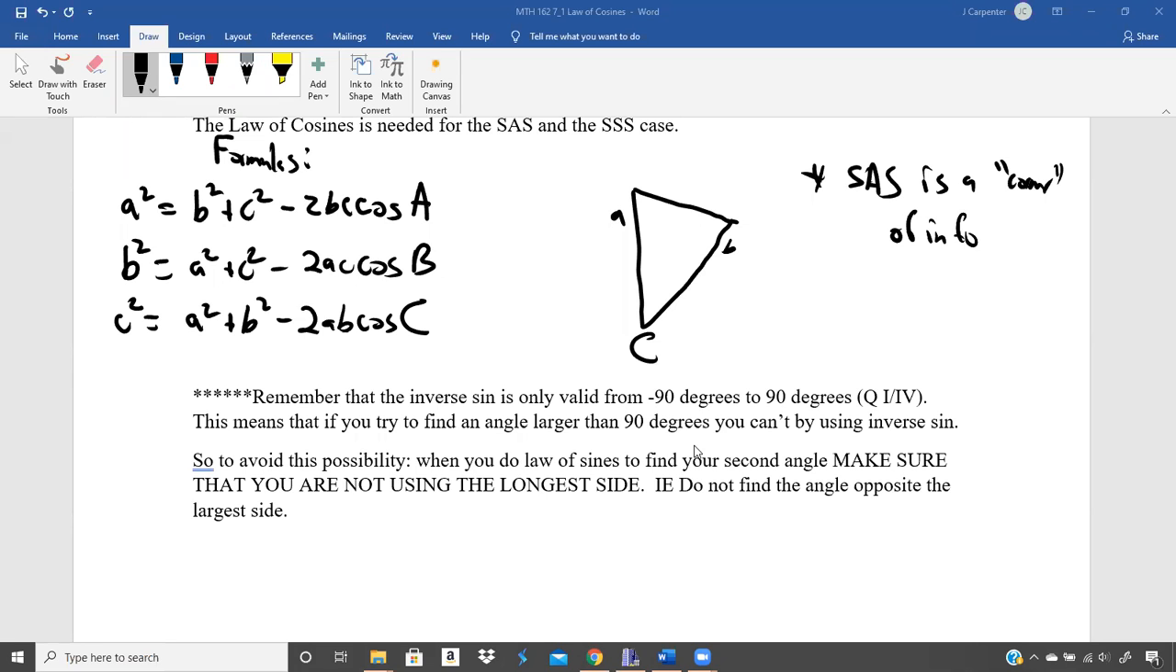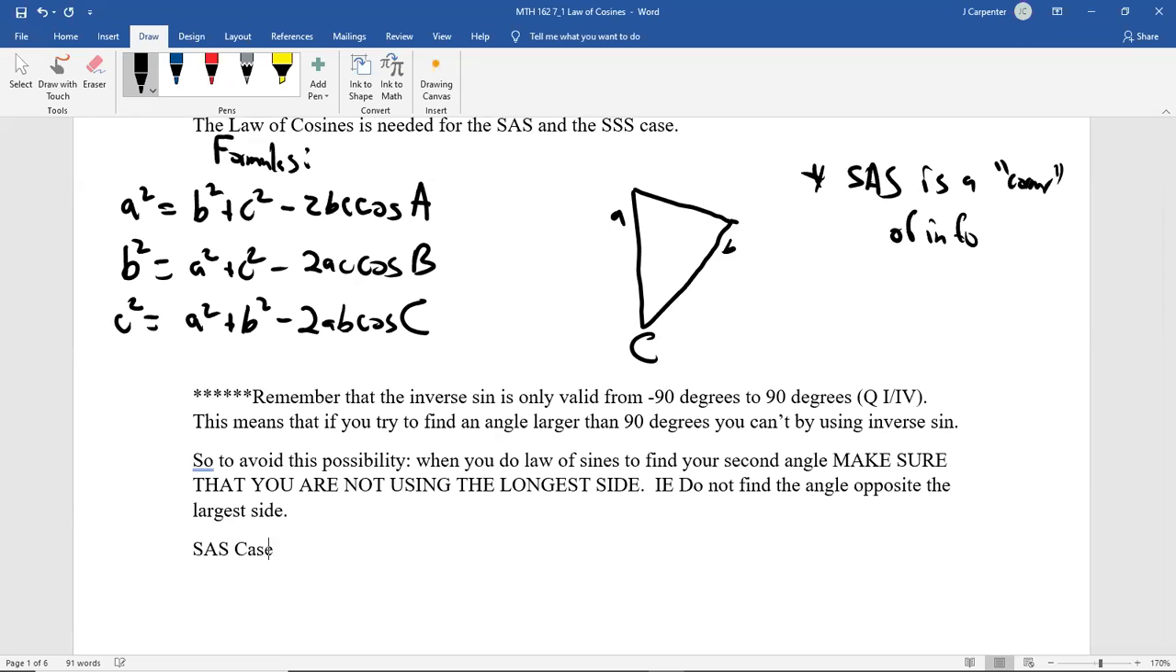All right, so with all these details said, we got our formulas that we'll scroll back up to, at least for the first problem, maybe the second problem. We know that when we get to the point where we're doing law of sines, we're not going to attack the largest side because that would find the largest angle, and that might be bigger than 90, and inverse sine wouldn't pick it up. Okay. So here's your process. Here's the order you should do things. In the SAS case, do a law of cosines first, find the third side.